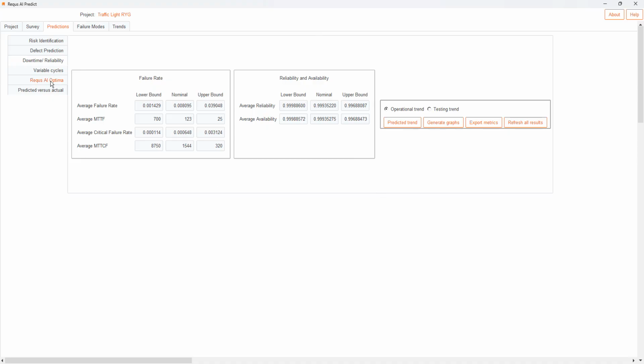Next, we'll go over how to optimize the predicted defects, the risk level, and the RAM metrics.